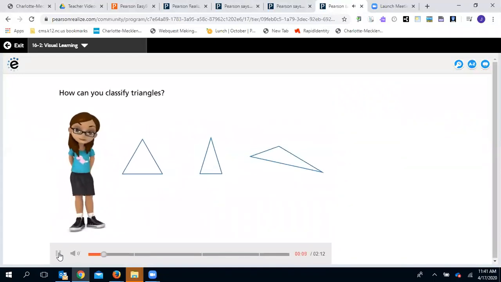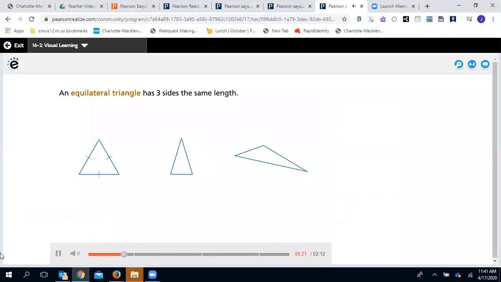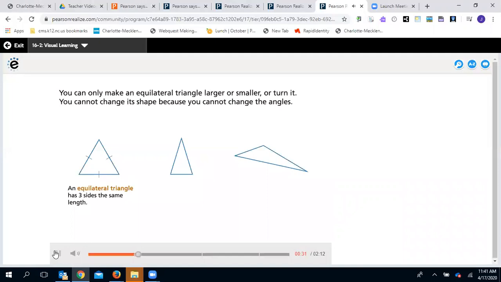How can you classify triangles? Triangles can be classified by the line segments that make their sides. An equilateral triangle has 3 sides the same length. Can you draw an equilateral triangle another way? You can only make an equilateral triangle larger or smaller, or turn it. You cannot change its shape because you cannot change the angles.